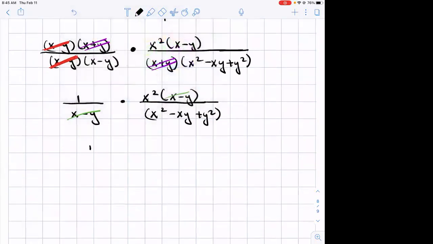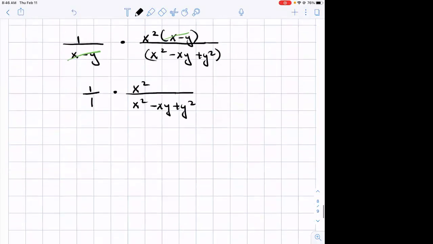So we have 1 over 1 times x squared over x squared minus xy plus y squared. And once again, we said do not cancel this with this because it's not a product in the denominator, it's a difference. So the final answer is x squared over x squared minus xy plus y squared.